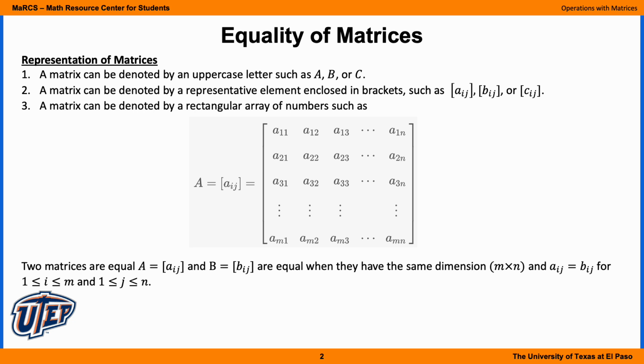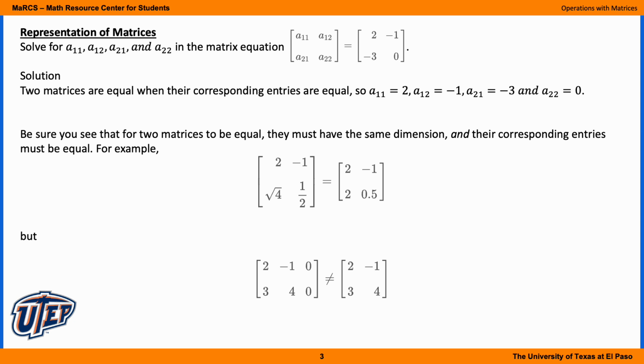So two matrices, A equal to [Aij] and B equal to [Bij], are equal when they have the same dimension, m by n, and every entry Aij is equal to Bij for i between 1 and m and j between 1 and n. So now we're told to solve for the entries A11, A12, A21, and A22 given the matrix equation. The two matrices are equal when their corresponding entries are equal. So A11 is equal to 2, A12 is equal to -1, A21 is equal to -3, and A22 is equal to 0. So in order to be sure that two matrices are equal, they must have the same dimension and their corresponding entries must be equal.